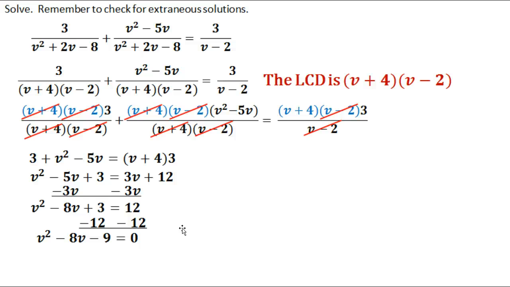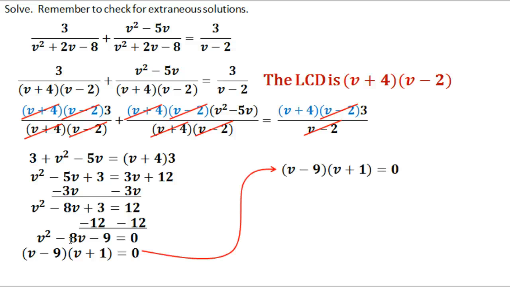We can also factor this one. In order to do that, we would find two numbers that multiply together to give us negative 9, but add together to give us negative 8. That would be a negative 9 and a positive 1. So we can factor those two. That would give me (v - 9)(v + 1) = 0. Now let's move these over just so that we have some room to work for the moment. In order to pull this off, we would set each one of these components equal to 0.